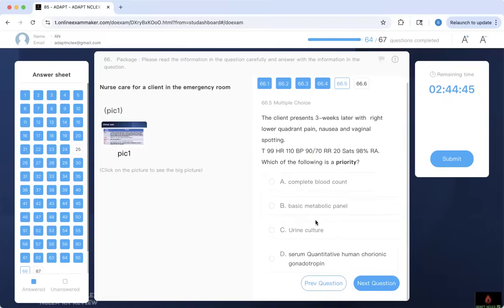The client presents 3 weeks later. Three weeks, they came in with what? Right lower quadrant pain. The same pain. Well, I thought we removed your appendix. No nausea, no vaginal spotting, right?